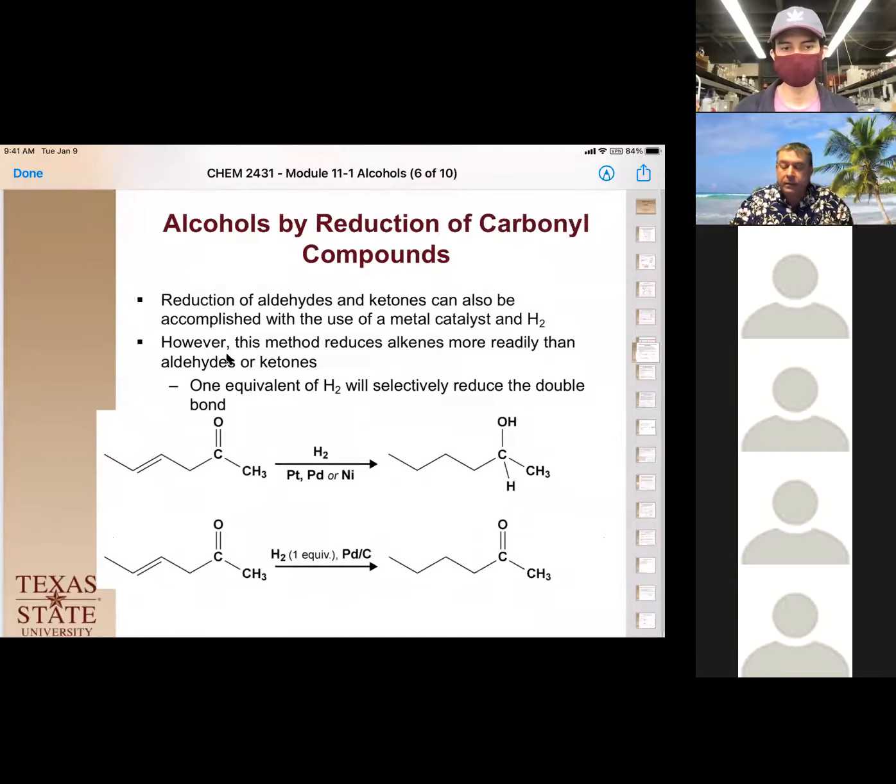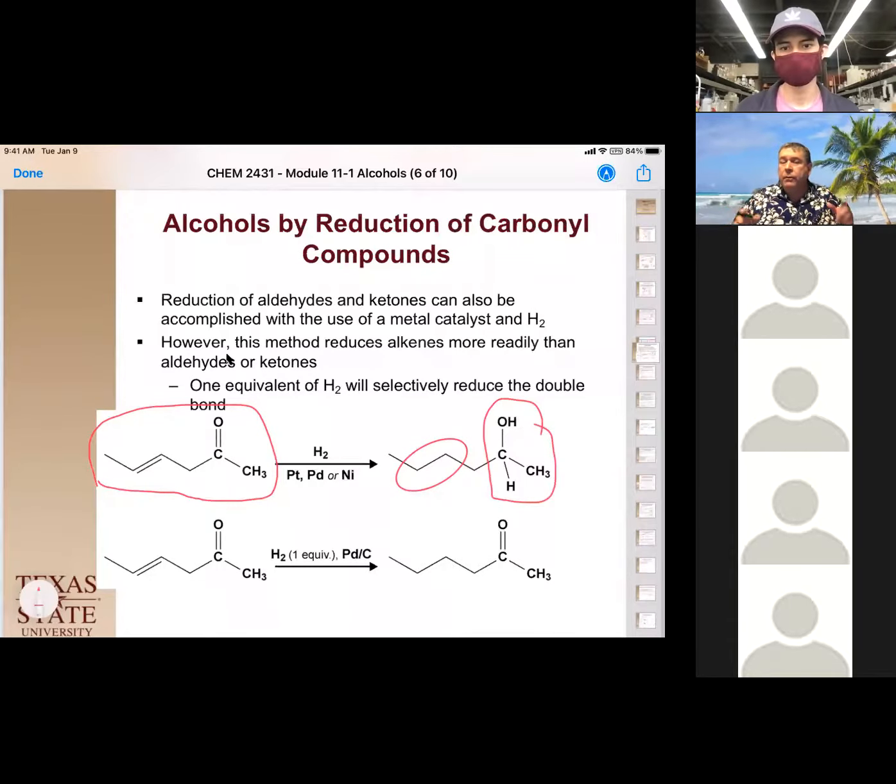Let's say we had this compound here with a double bond and a ketone in it. We can actually reduce down that carbonyl to an alcohol using our reducing catalyst of hydrogen on palladium, platinum, or nickel. So we can use that same type of hydrogenation that we use with alkenes and alkynes, and it will also reduce down that carbonyl. However, it'll reduce down the alkene and the carbonyl.